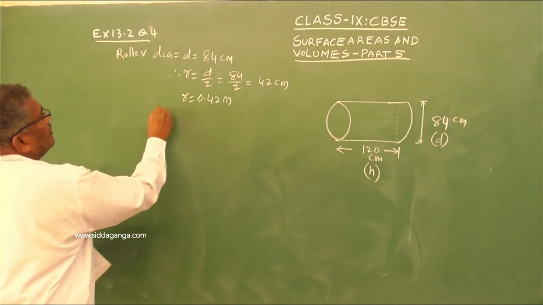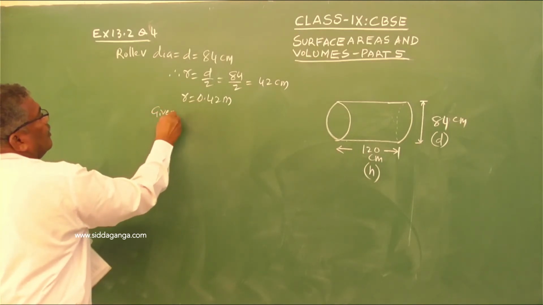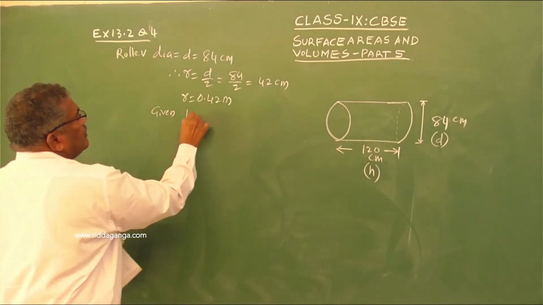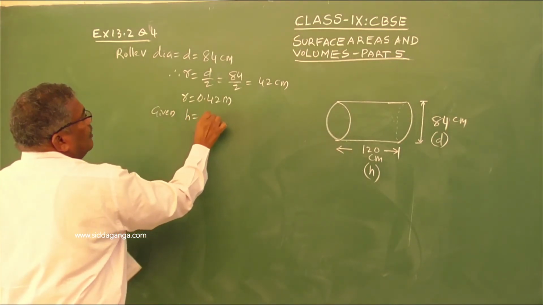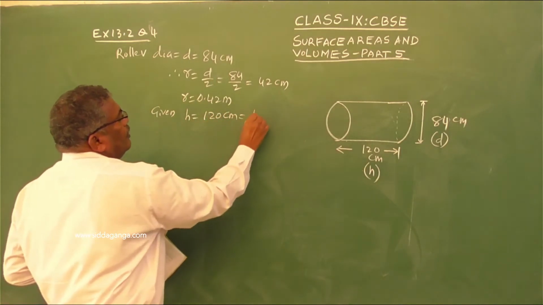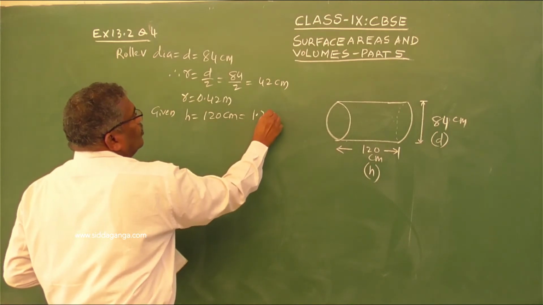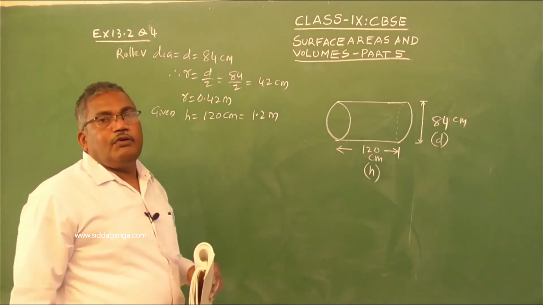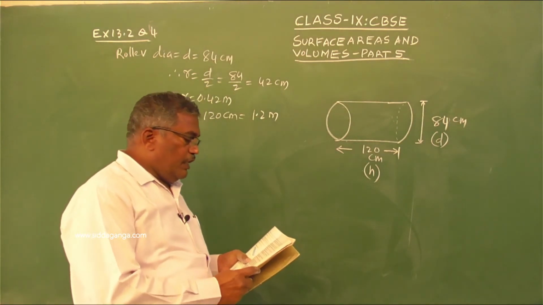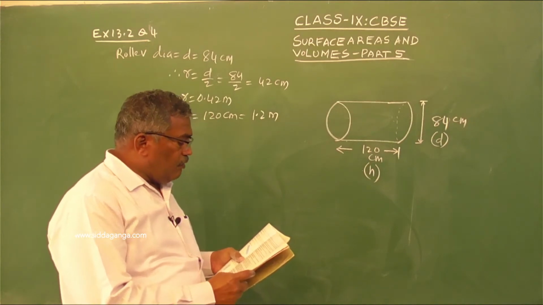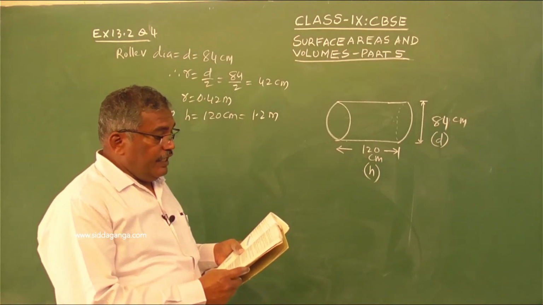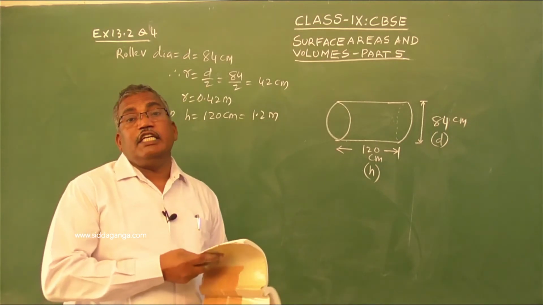Given H equals length of the roller, same as height of the cylinder, 120 centimeter, that is equal to 1.2 meter. Now what is the question? You read the question. It takes 500 complete revolutions to move once over a level ground. Find the area of the ground in meter square.